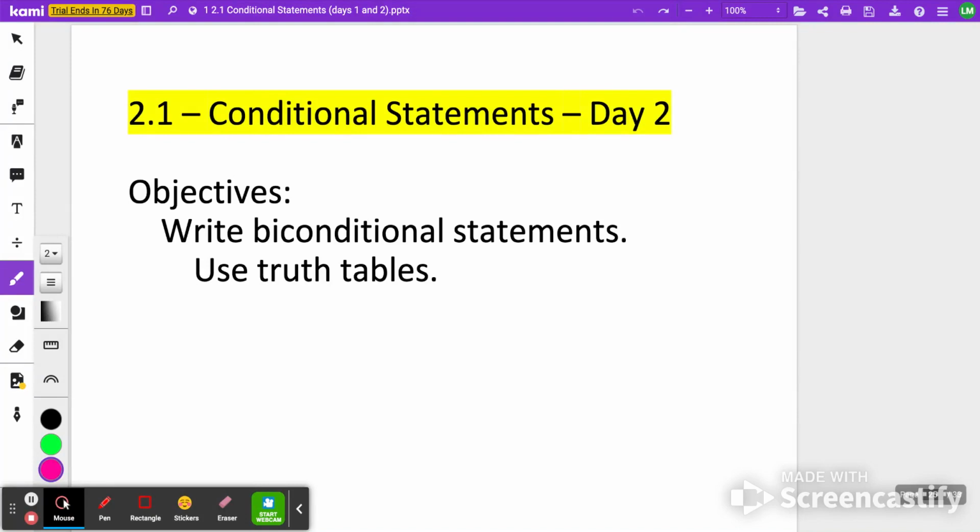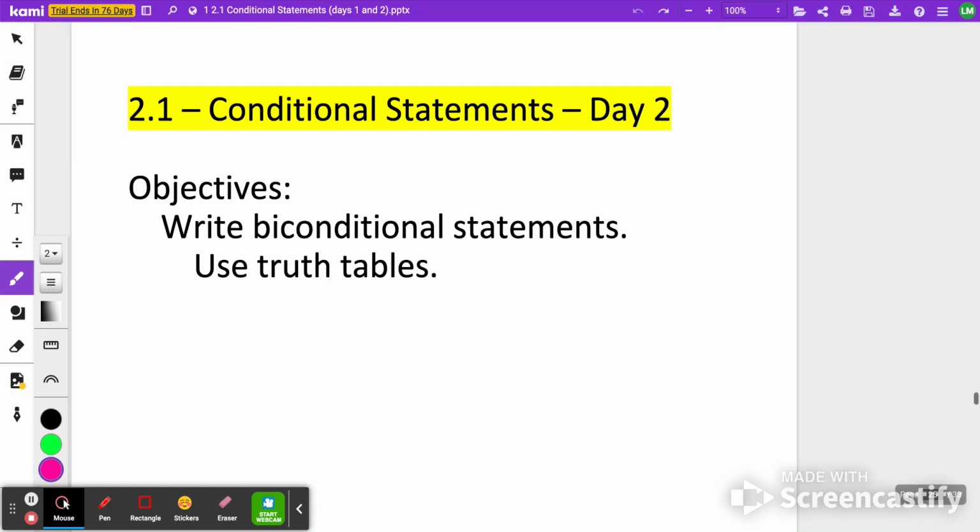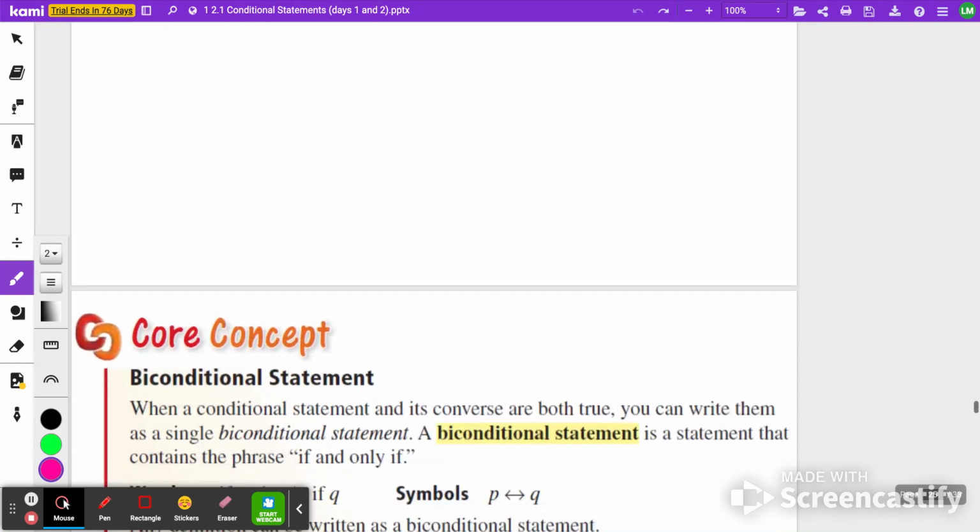Today we're going to be talking about lesson 2.1, but now we're going to switch it and talk about the conditional statement sides. This is technically day 2. We talked about day 1 yesterday with conditional statements. Now we're going to look at what are biconditional statements and what can we do when we use truth tables. We do have a lot of writing today, so you're going to see me typing a lot on the screen, but some of the things will also be drawing on the screen for us.